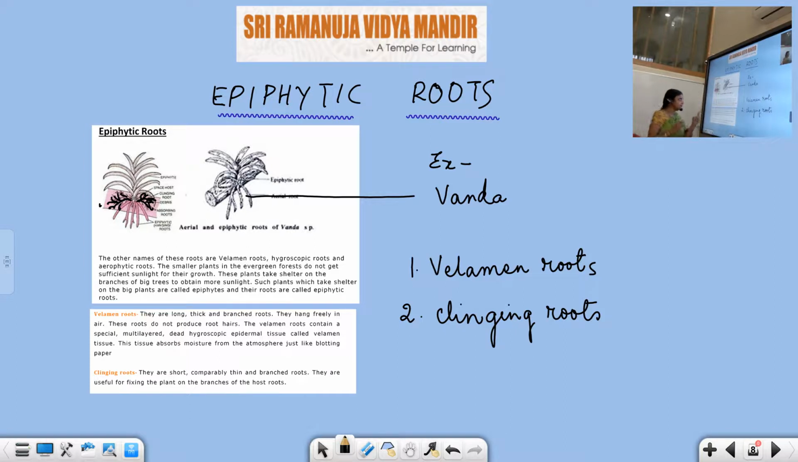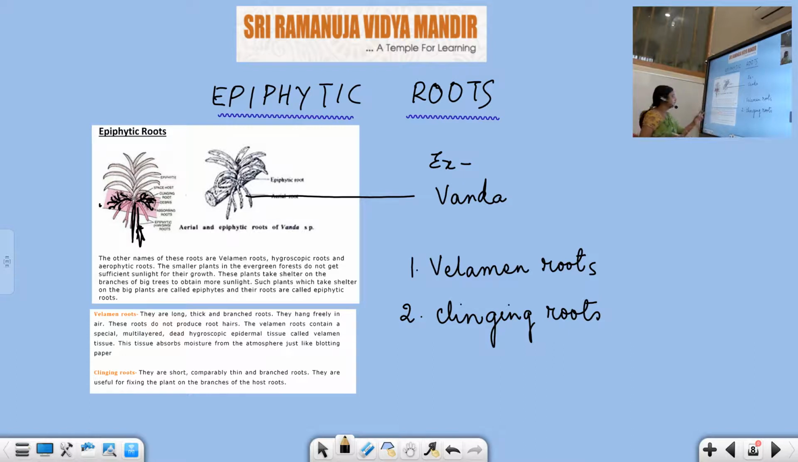And second one is velamen root. What are the functions of these roots? They are long and branched, and they hang freely in the air, and these roots do not produce root hairs. You have to remember that velamen roots do not have root hairs. So these roots are branched and long, and they freely hang in the air and absorb atmospheric water, moisture, which is present in the atmosphere.